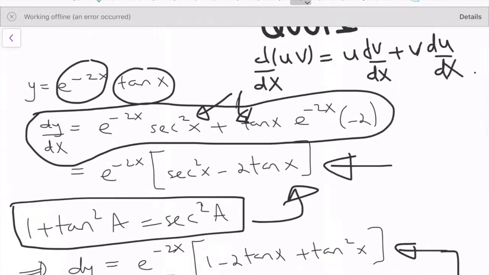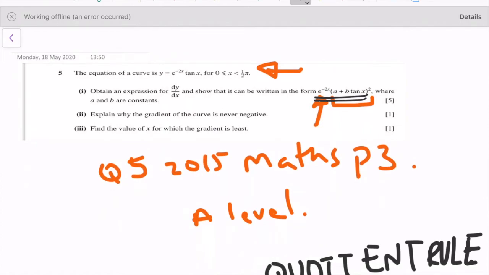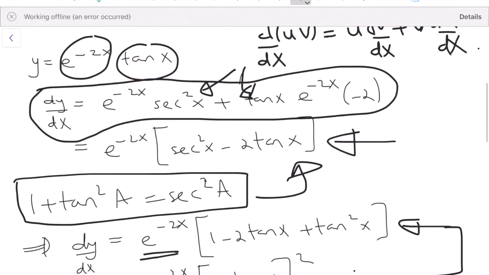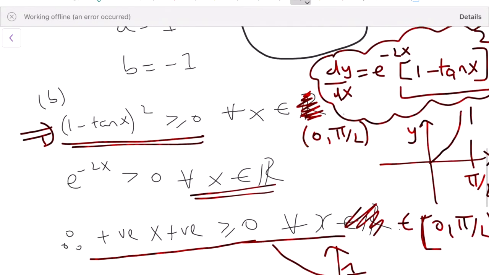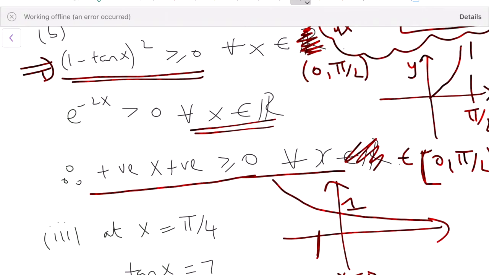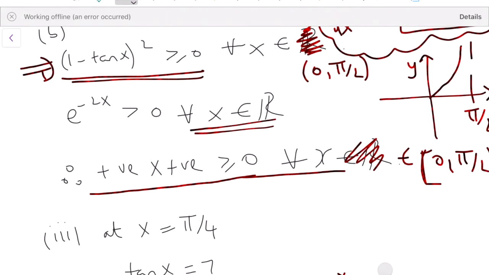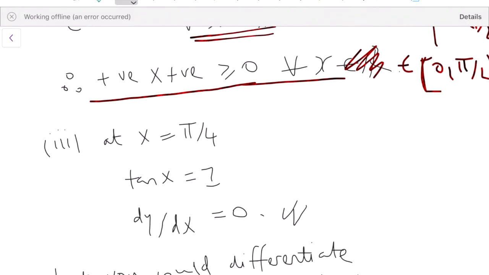Okay, so let's have a look at the last part of the question now, which is find the value of x at which the gradient is least. Well, we know it's never negative, and we can make a quick observation. What happens at x equals pi over 4? You should memorize this: when x equals pi over 4, tan of x equals 1.